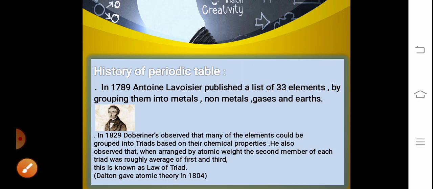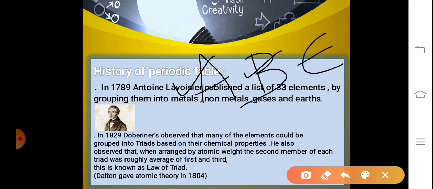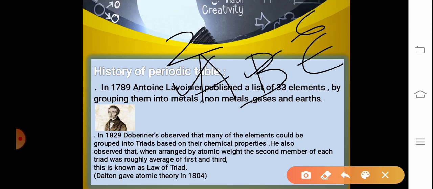So I will repeat. Dobereiner grouped the elements into triads, the groups which consist of 3 elements. He grouped these elements based on their chemical properties, and he observed the atomic mass of the middle element. For example, if the elements are A, B and C, and element A has atomic mass 2 and element C has 6, then the atomic mass of the middle element is the average of the first and third elements.